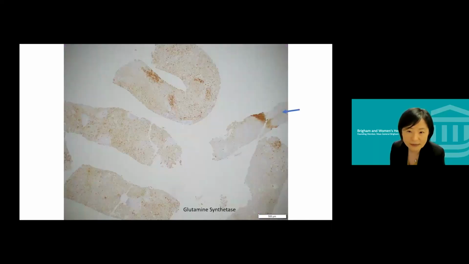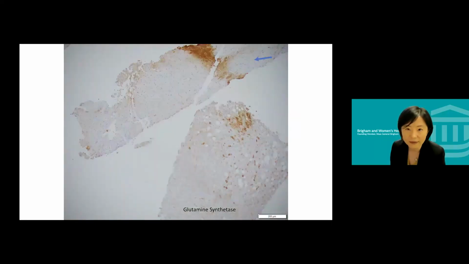And we did a glutamine synthetase stain, which showed a patchy staining pattern in that core with the normal portal tract, but the other fragments all showed a non-specific weak diffuse staining. And again, at high power, just to show you, that core with the normal portal tract had the normal patchy staining that you expect in the normal liver, whereas the fragment below it shows a non-specific staining pattern.